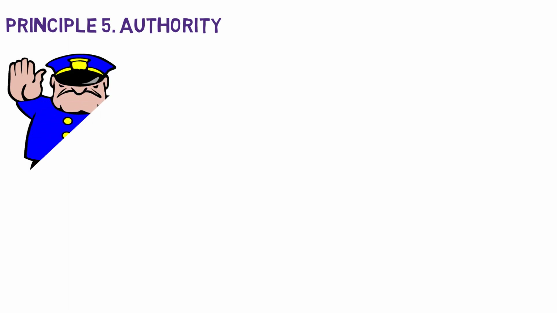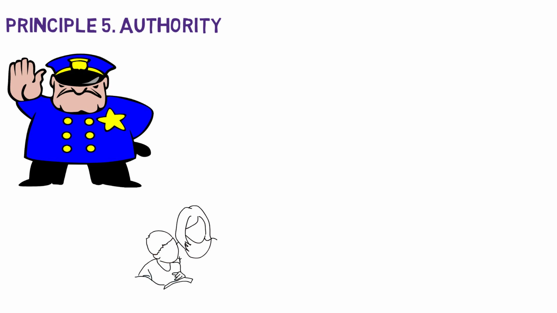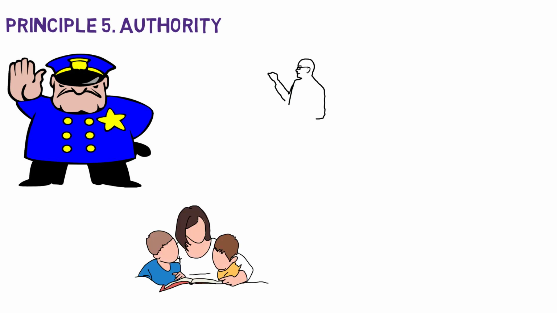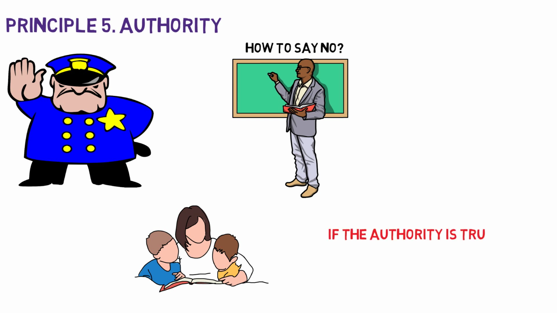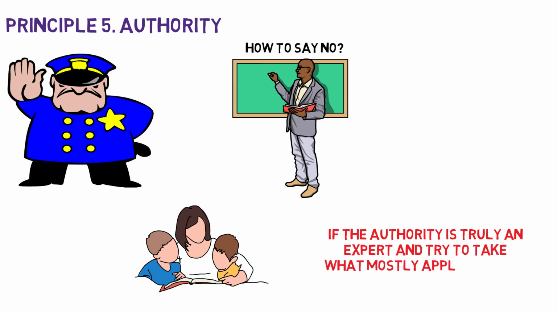Principle 5. Authority. This one is very simple. People tend to follow authority figures. We obey authorities mindlessly in a lot of cases. We were taught from a very young age that obedience to authority is right and disobedience is wrong. Here is an example. Someone who is introduced to us as a professor has more authority than someone who's being introduced to us as a graduate student. How to say no? Ask yourself if the authority is truly an expert and try to take what mostly applies to you.